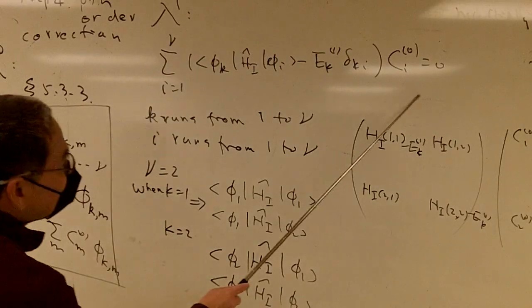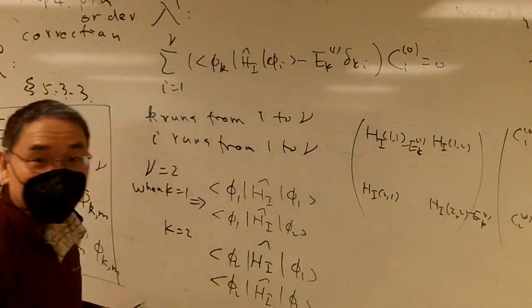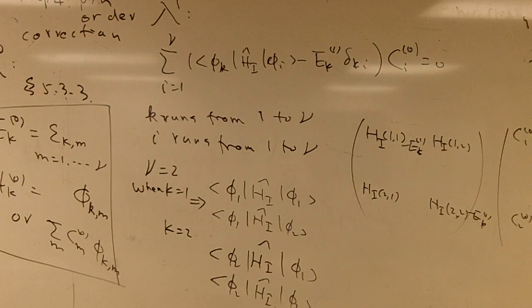So this line here is a matrix here. That's the eigenvalue problem. Did you guys see it? Can I get a thumbs up? Everybody give me a thumbs up. So this is the eigenvalue problem.